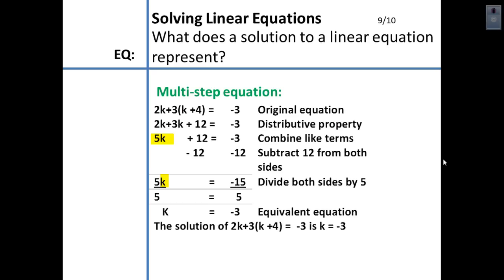That is a lot of work, you're right. But the more we do these kinds of equations, the easier it will get. Practice, practice, practice. Perfect.